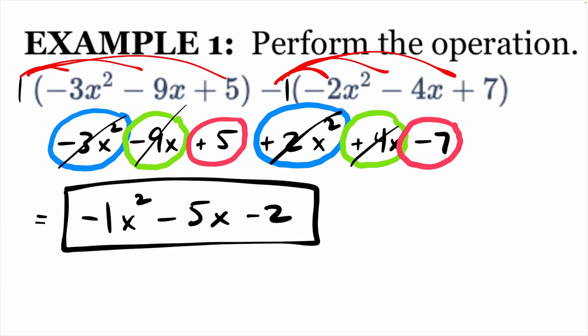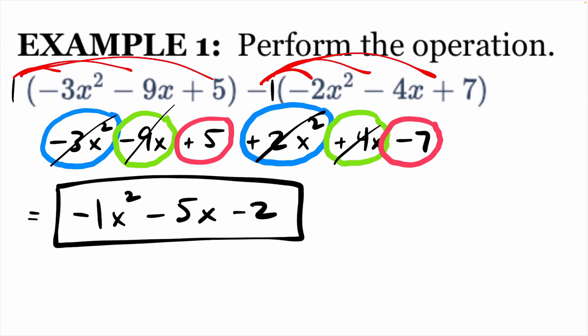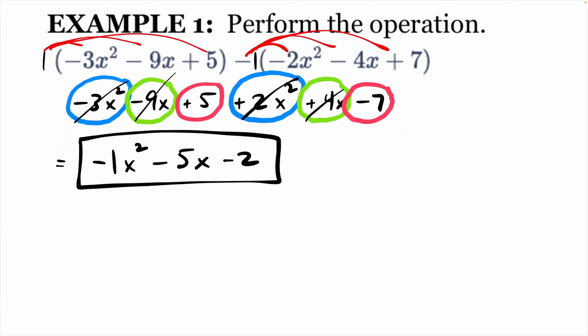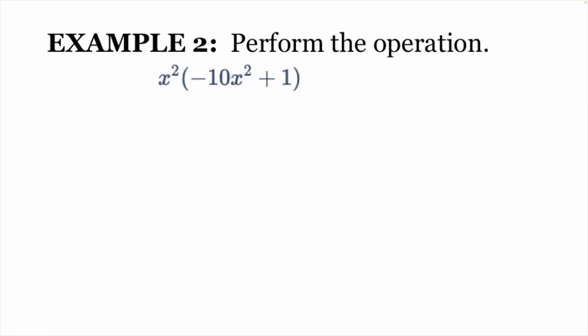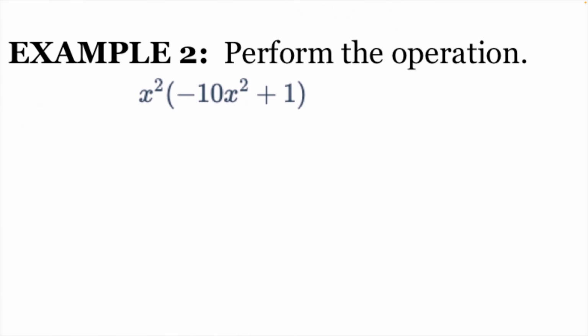All right, so let's look at number 2 now. Let's look at number 2. Number 2, same directions, still have parentheses, don't have any like terms on the inside. So what did we do when we had parentheses? Distribute, right? So now I'm going to distribute what I have on the outside to what I have on the inside.